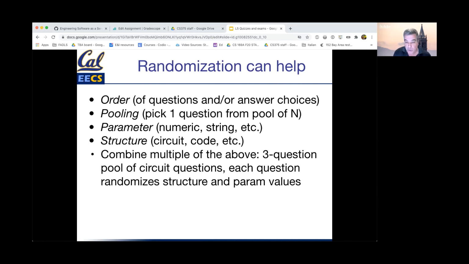Some systems allow pooling, where you provide a set of n questions that are arguably related, essentially testing the same thing but in slightly different ways, and you pick one question from the pool. And some systems also allow randomizing of parameters or hyperparameters or the structure of the question so that, in effect, you can generate different variants of the question for each student.